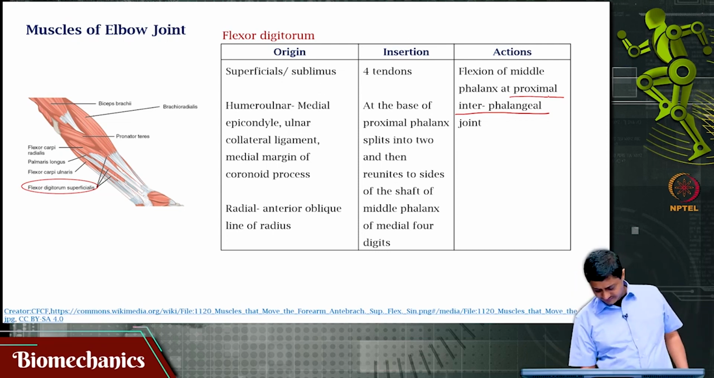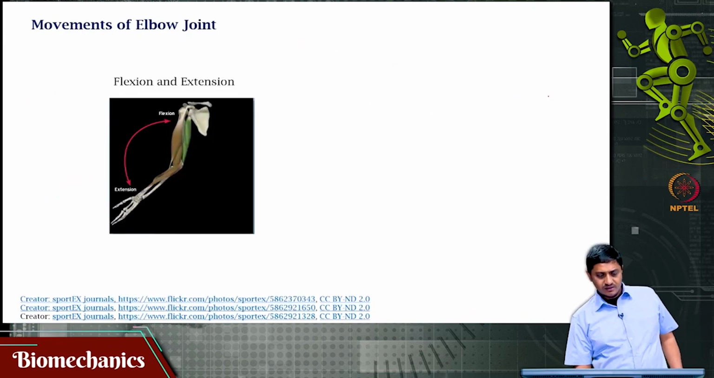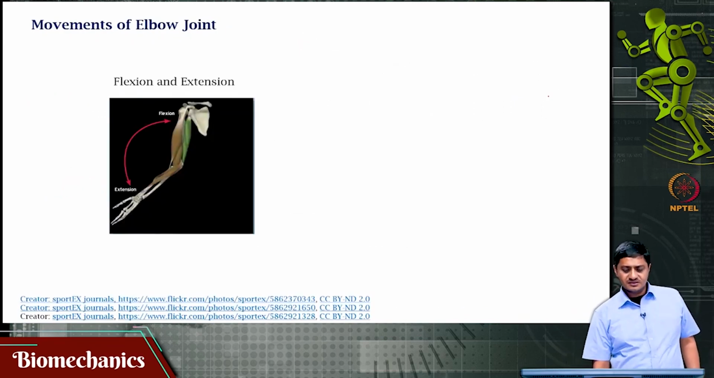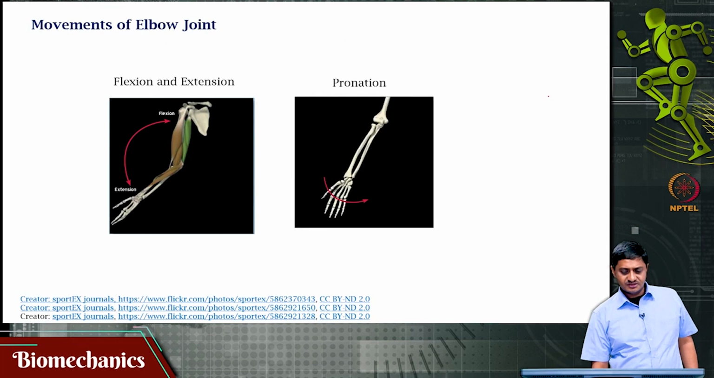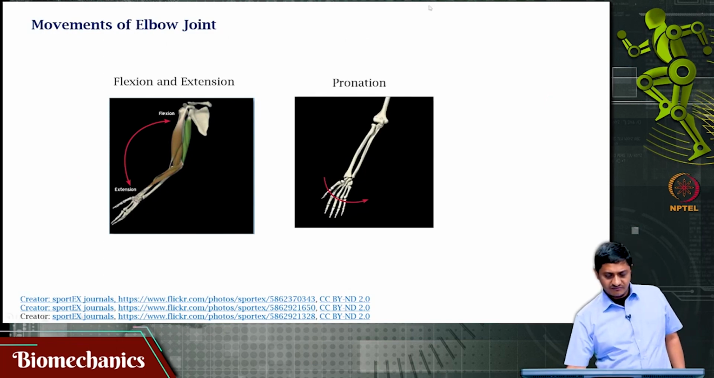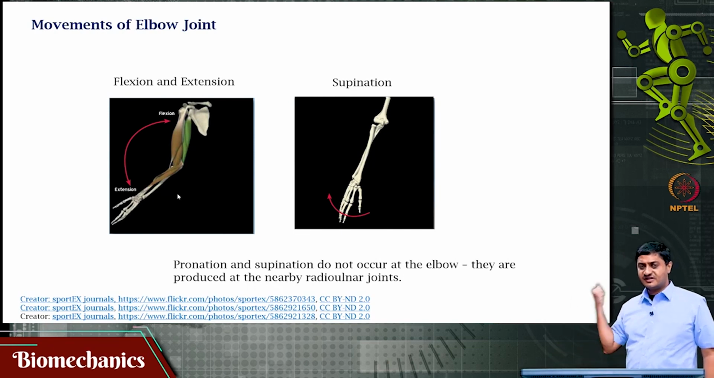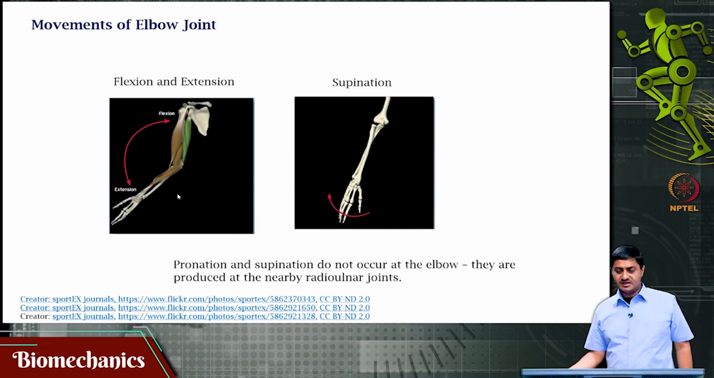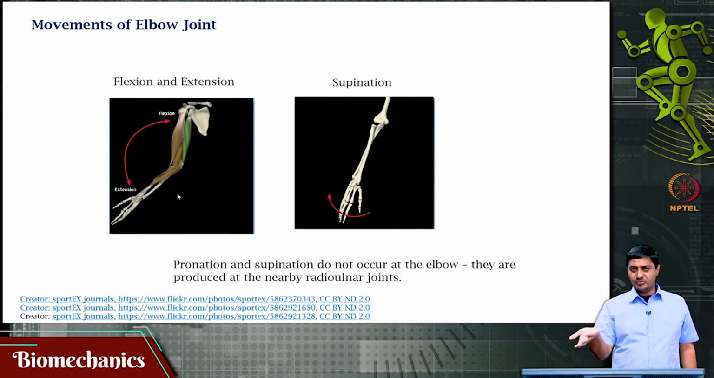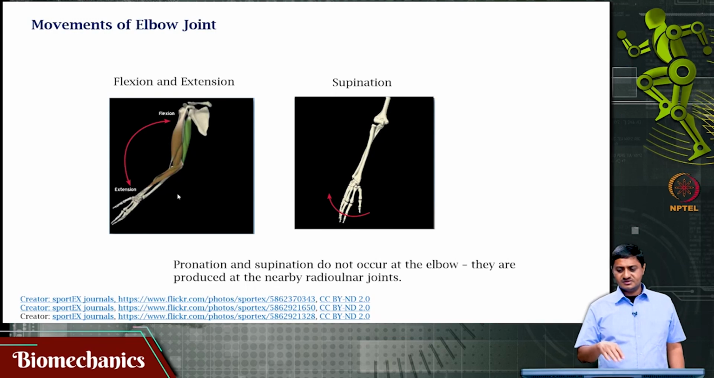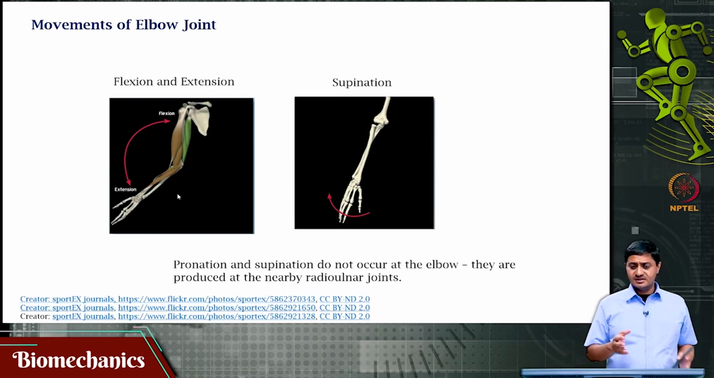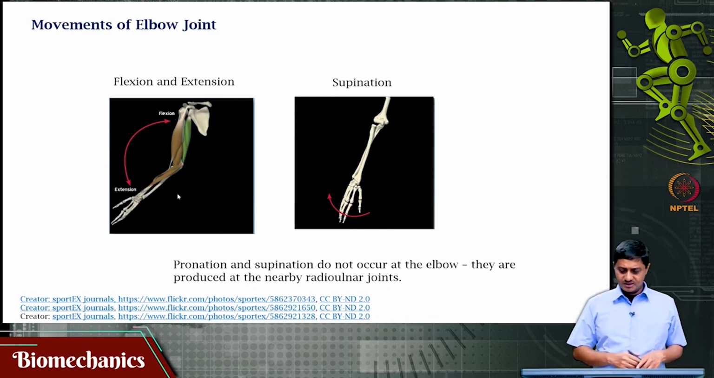Then what do we have? Let us look at these movements at the elbow joint. You have flexion and extension of the elbow joint, and then supination, pronation, right. So, essentially at the elbow joint, when we are discussing, we are interested in supination and flexion extension. These are the movements.